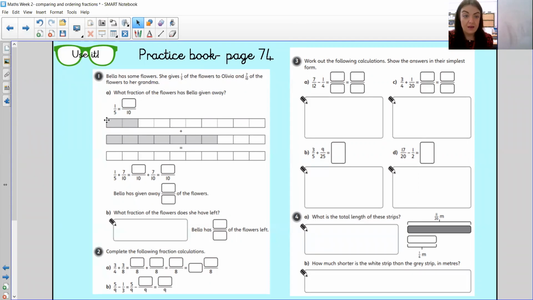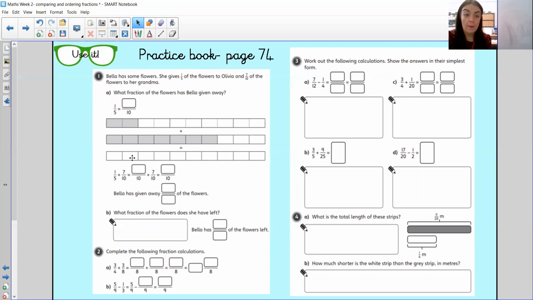So 1/5 they've already shown you is equal to 2/10. You've got your 7/10 already there. They want you to show that total. Using that bar, just like we did with the last question, you've got the 7 and you've got those 2, how many have you got altogether? You can see that in a number sentence here and your final answer. Part B is what fraction of the flowers does she have left? Using that same information, what fraction does she have left? That's the second part of that question.